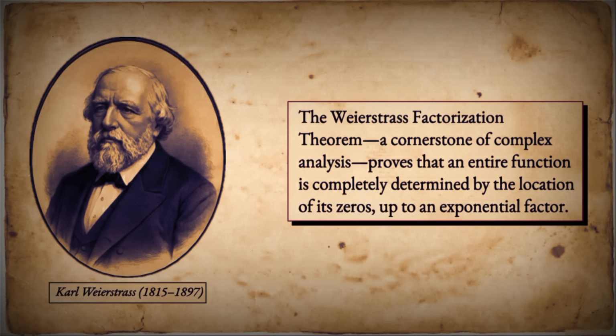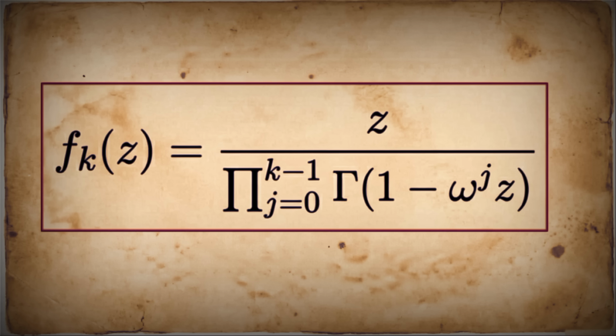There is a classical theorem, the Weierstrass factorisation theorem, that tells us how to express an entire function in terms of its zeros. Applying it here, the function we defined by the product turns out to be exactly equal to z divided by the product of k gamma functions, one for each of the kth roots of unity omega to the power j, where j runs from 0 to k minus 1. Each gamma function in this denominator has the form gamma of 1 minus omega to the j times z.